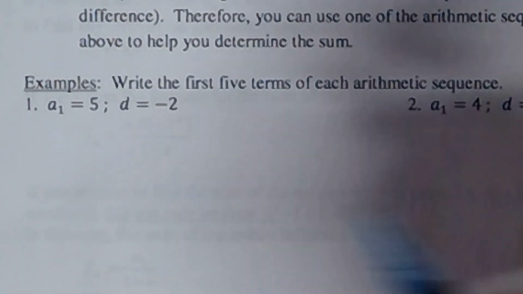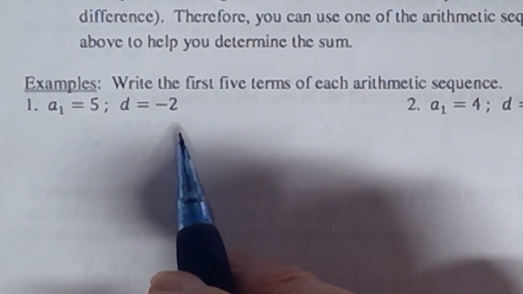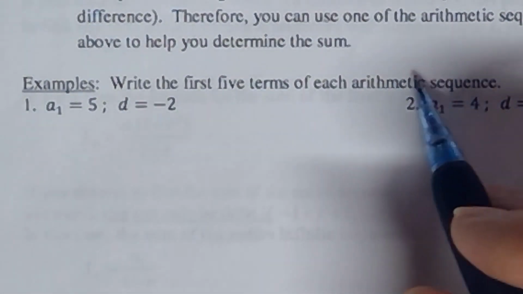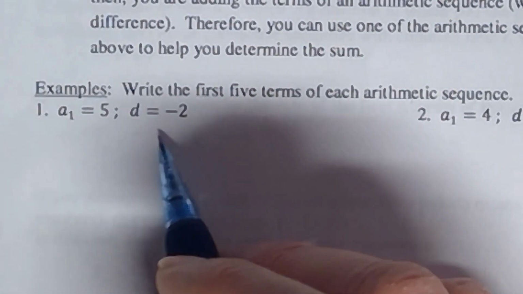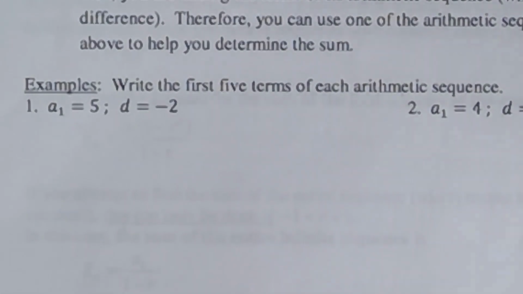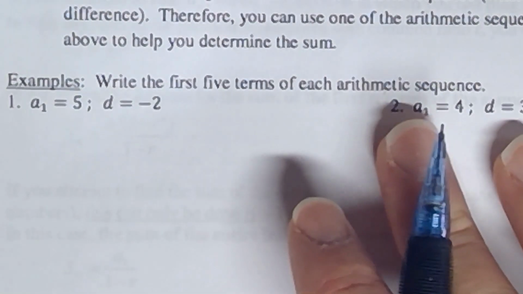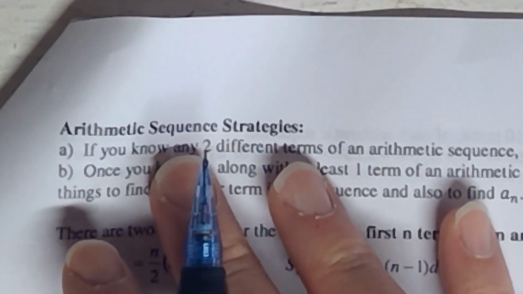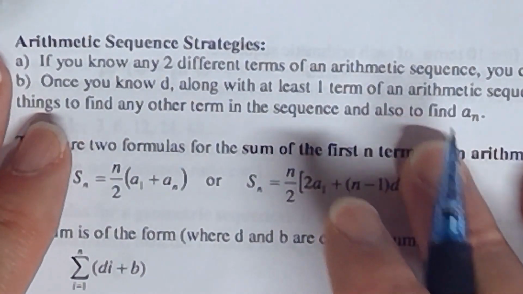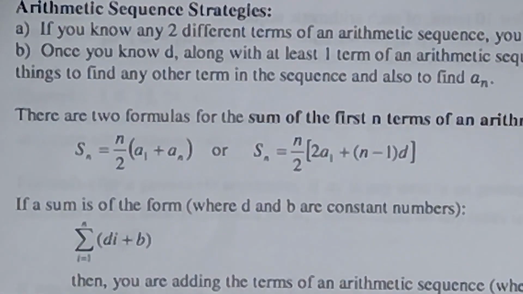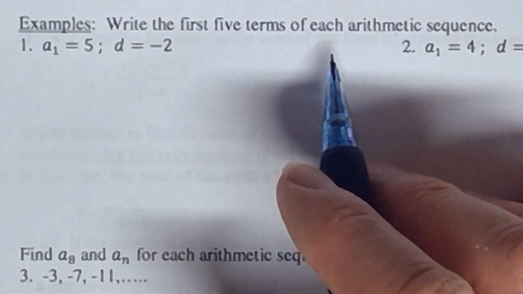Notice in the first problem it has a term in the sequence, and it also has D. We know it's an arithmetic sequence not only because it says that it is, but you can kind of tell when they say D. We usually don't use D for other sequences besides arithmetic. Because we know it's arithmetic, it tells us up here at the top that if you know D and one other term in the sequence, you can figure out anything else they ask for. What does it ask for here? It asks us for the first 5 terms of the sequence.